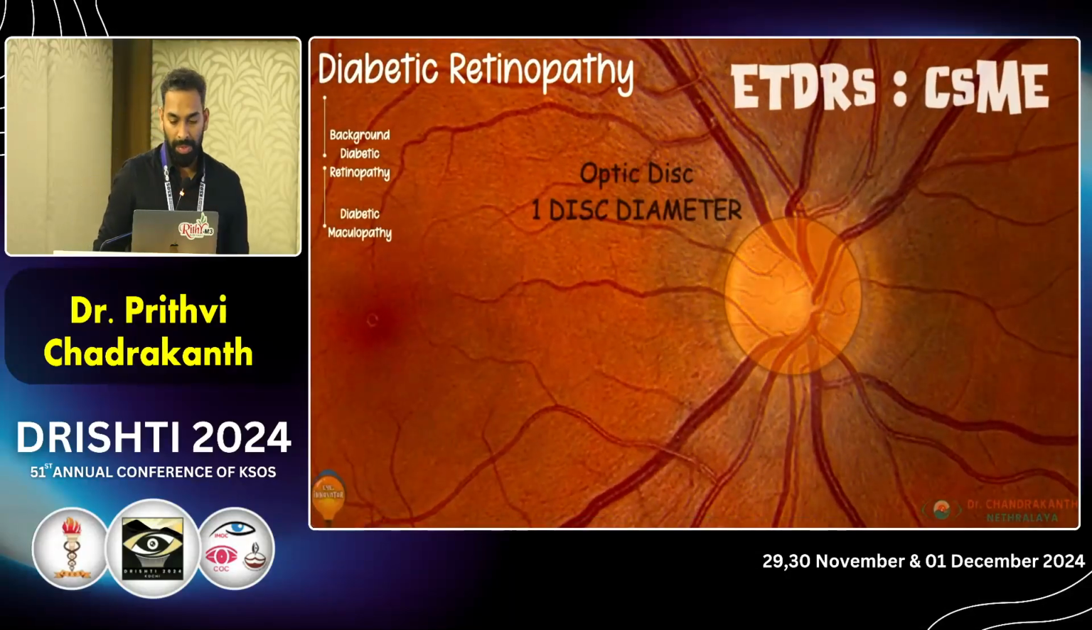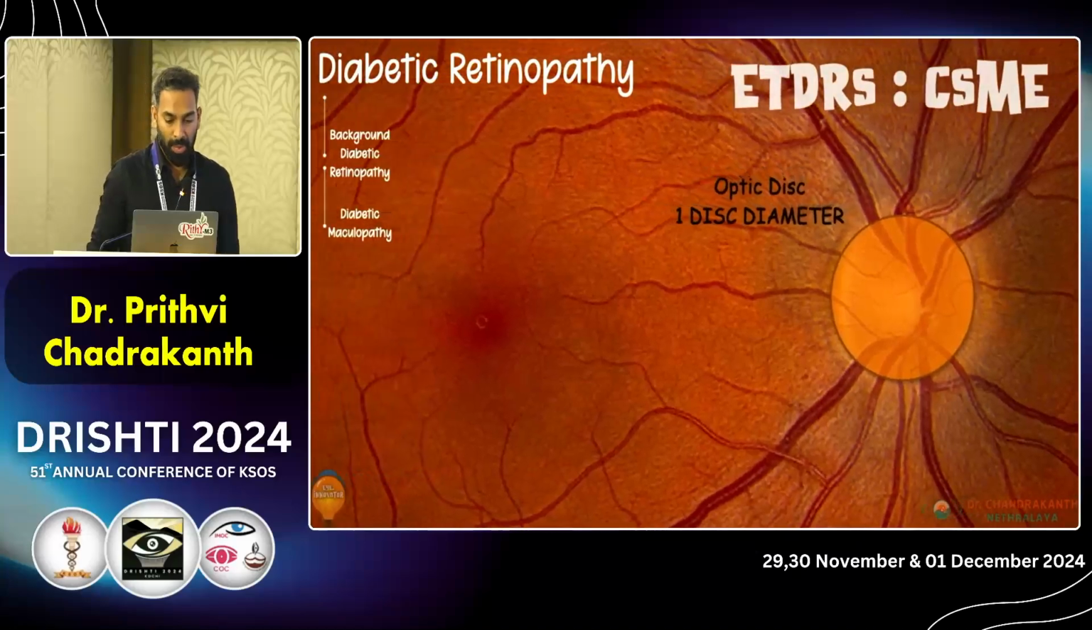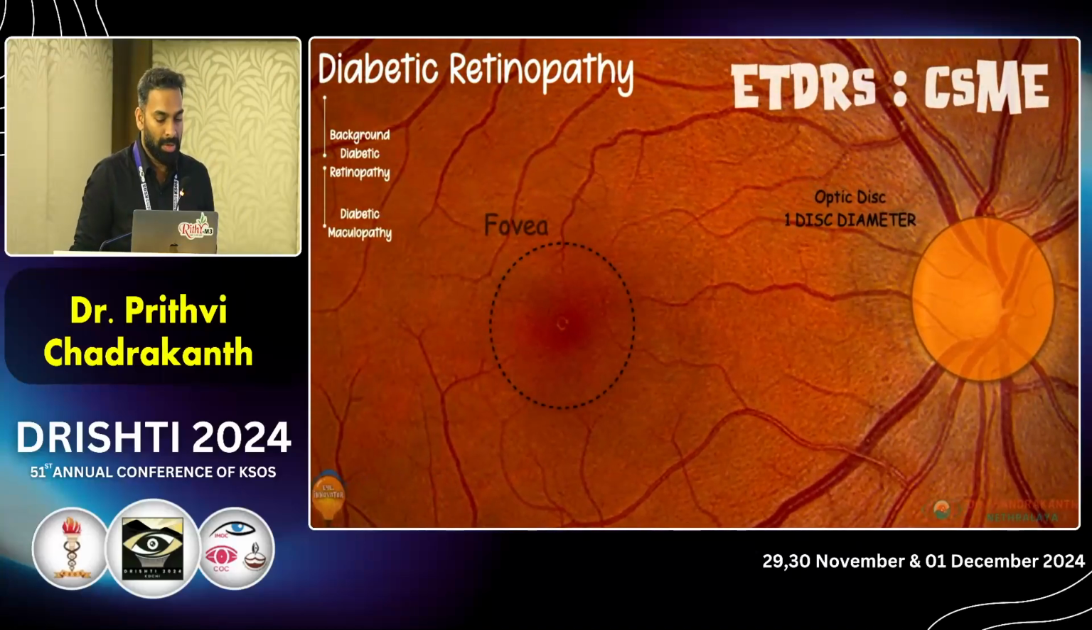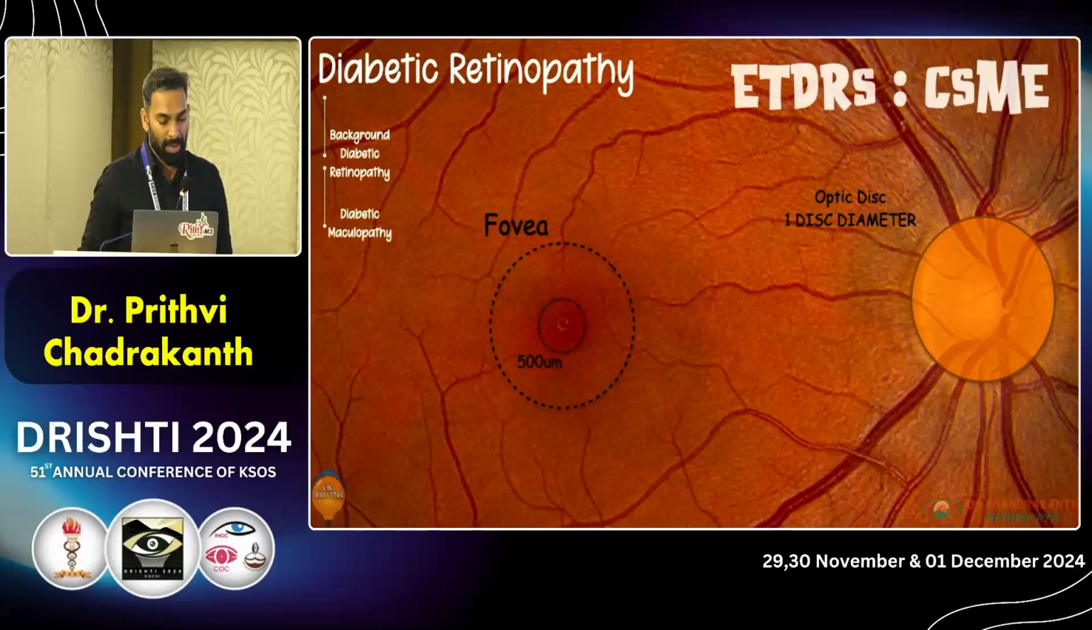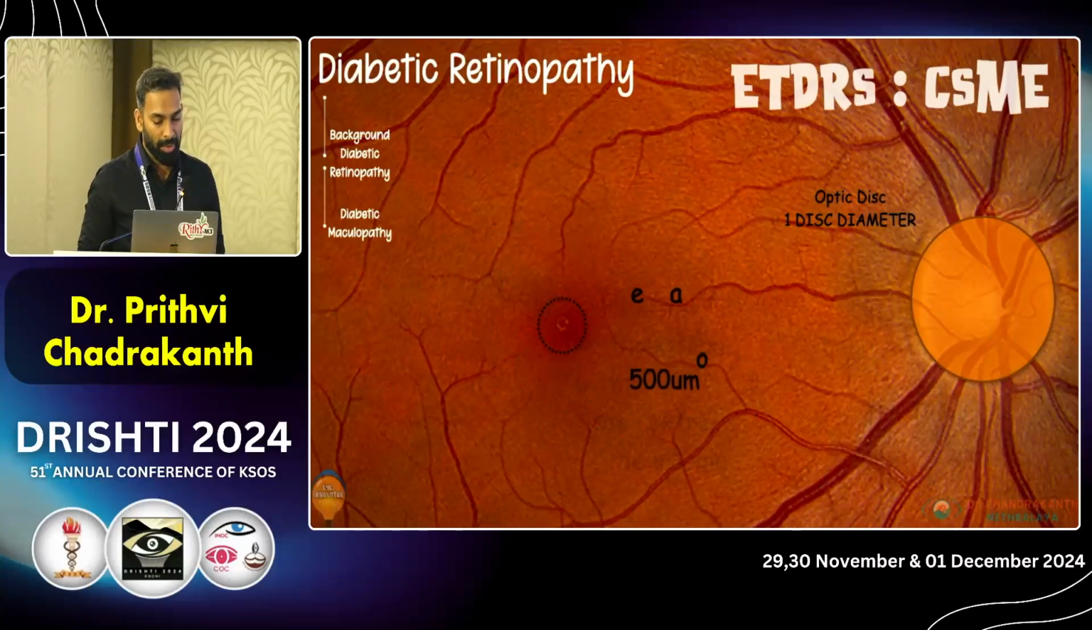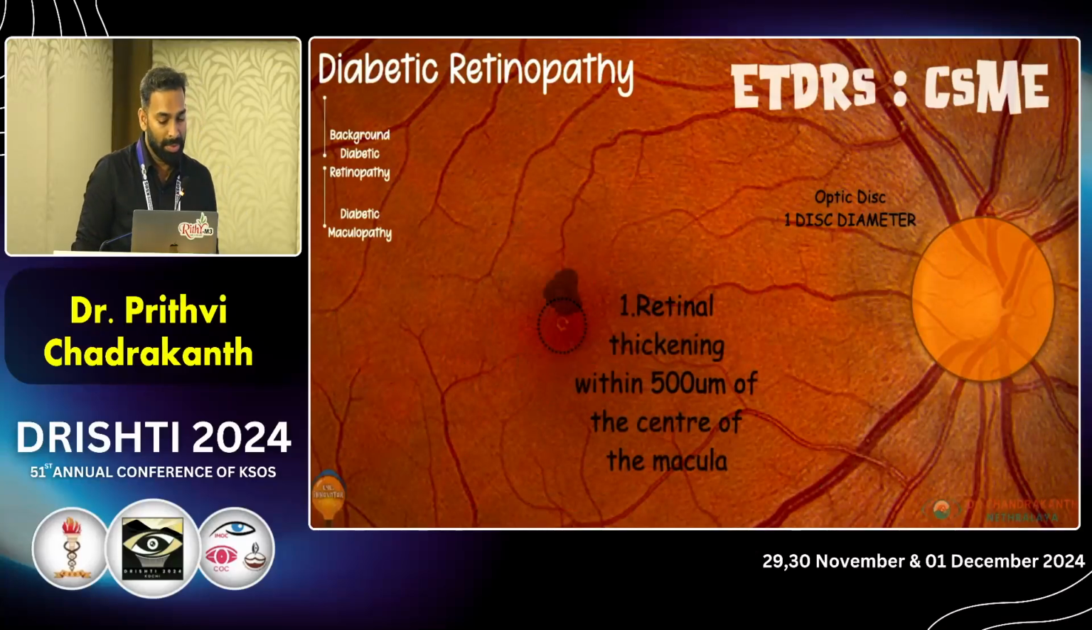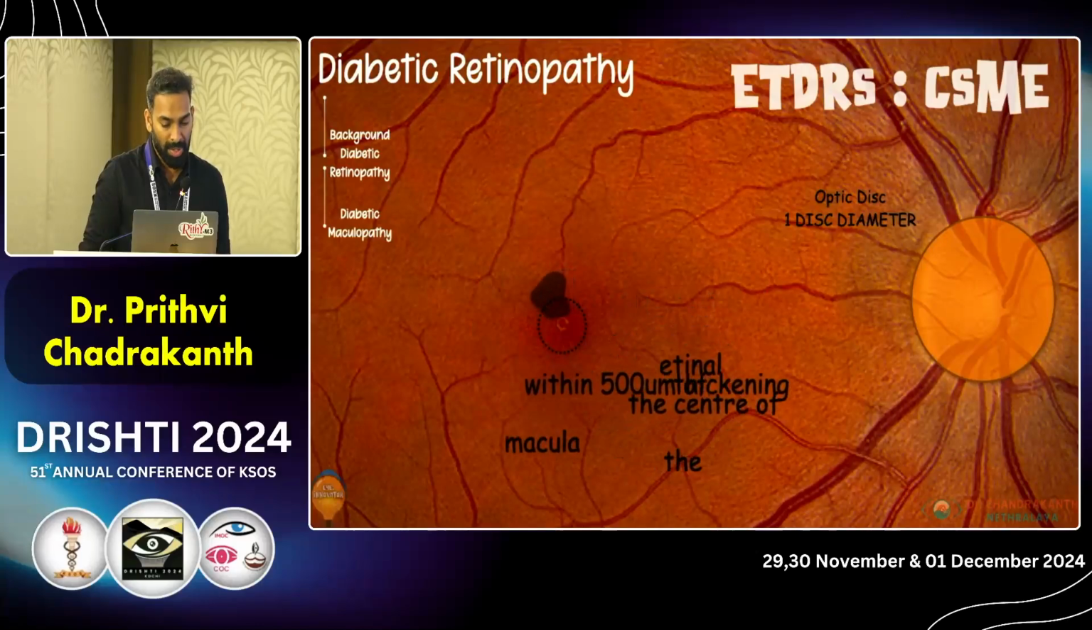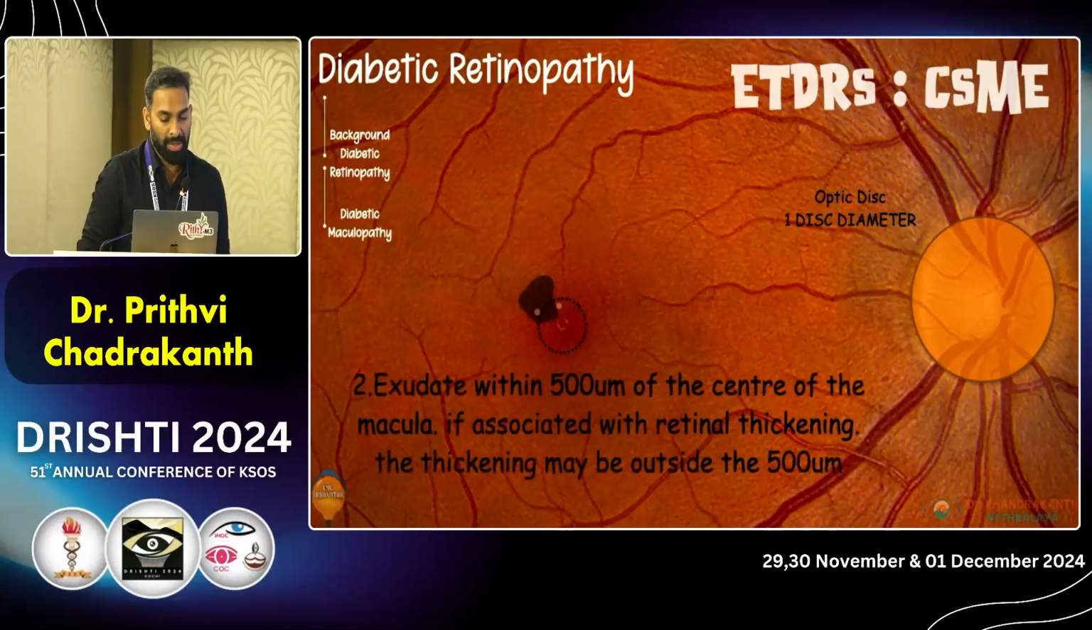And then the ETDRS CSME protocol, in which you can see the optic disc diameter, that is one disc diameter. So you see the fovea, one disc diameter around the fovea, and 500 microns, that is where the retinal thickening happens. So then it is called CSME. Hard exudates with thickening is called CSME.